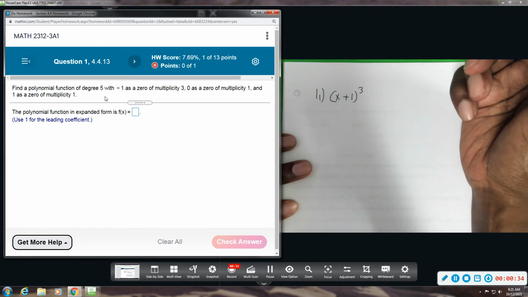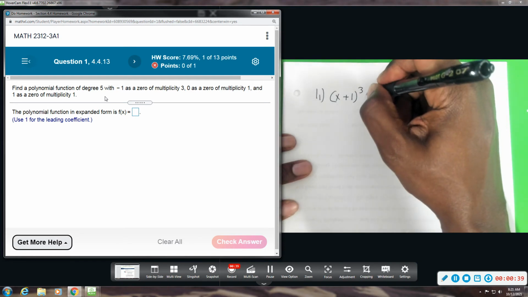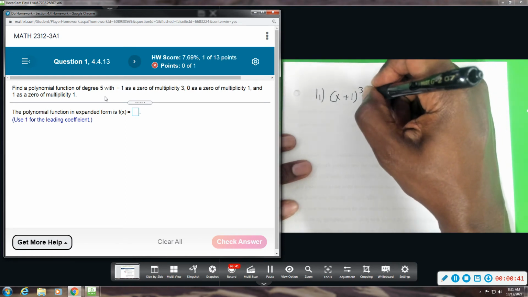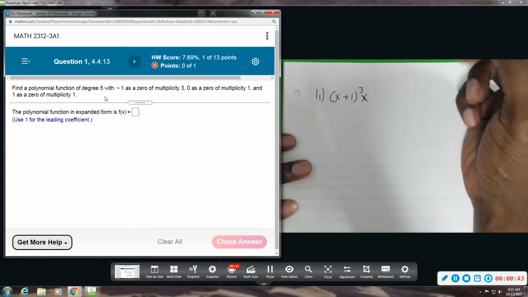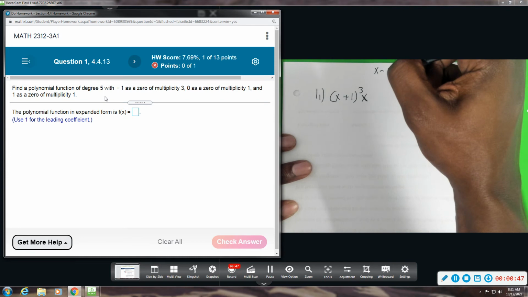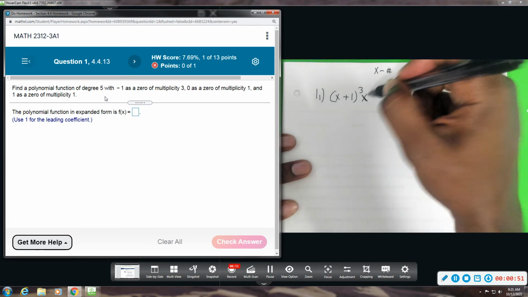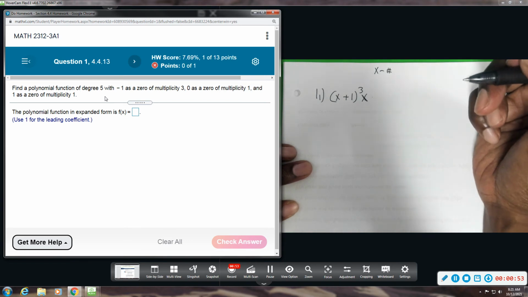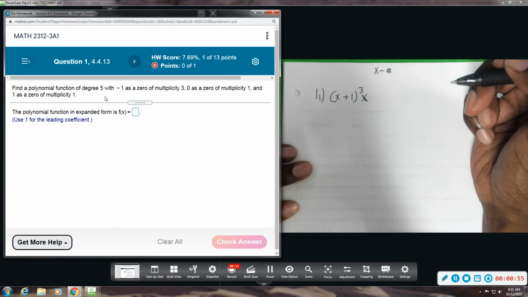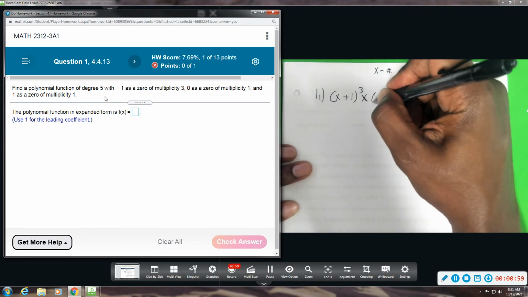0 as a 0 of multiplicity 1, so that would just be x equals 0, or just x. Okay, because x minus 0 is still x. You just do x minus the number to get the linear factor, every time. So x minus 0 is just x. And then we have 1 as a 0 of multiplicity 1. So we're going to have x minus 1.